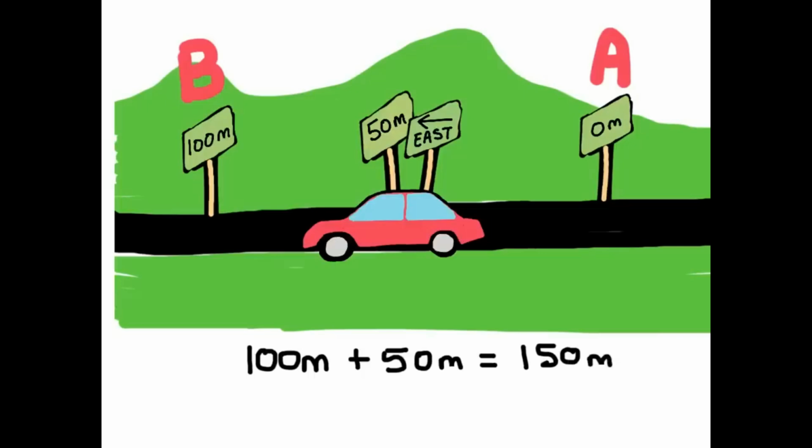Now if we look at its displacement, however, we're comparing its starting position, which was right here, to its finishing position, which is right here. And so its total displacement would be 50 meters to the east. In other words, it's 50 meters east of where it started, which was right here.